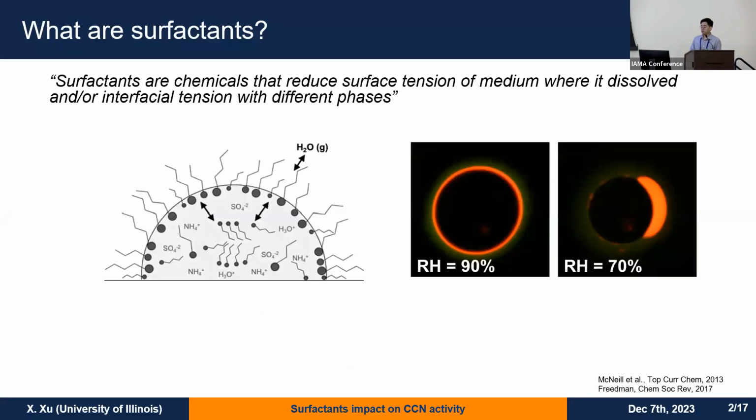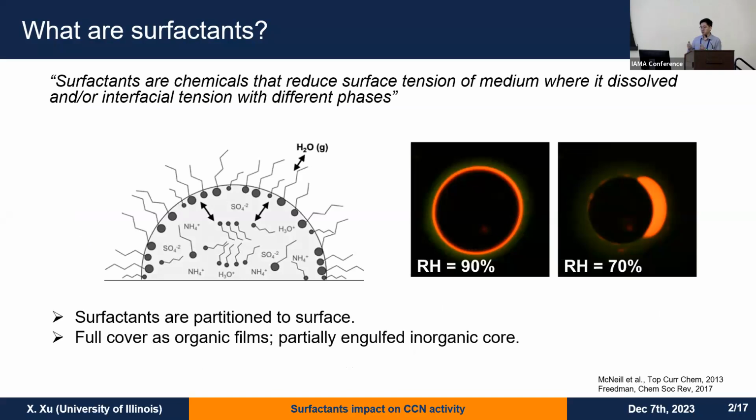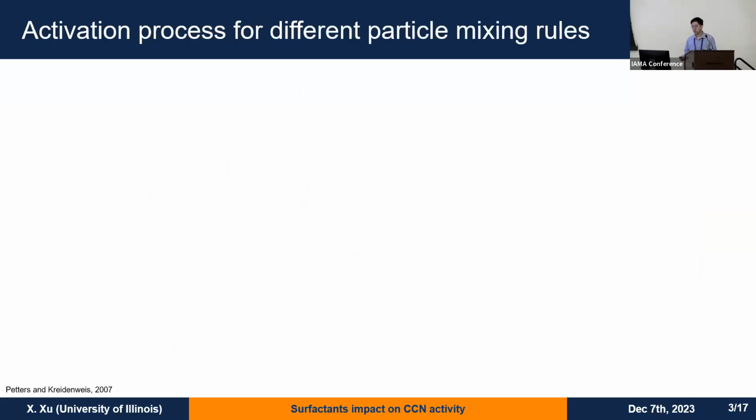So let's start with what surfactants are. By definition, surfactants are chemicals that reduce the surface tension of the medium they are dissolved in. So it stays at the surface of the particle, and depending on the amount of surfactants, it can either fully cover the particle as an organic film or just partially cover the inorganic core. And because it can reduce surface tension, it can impact the CCN activity of the aerosols.